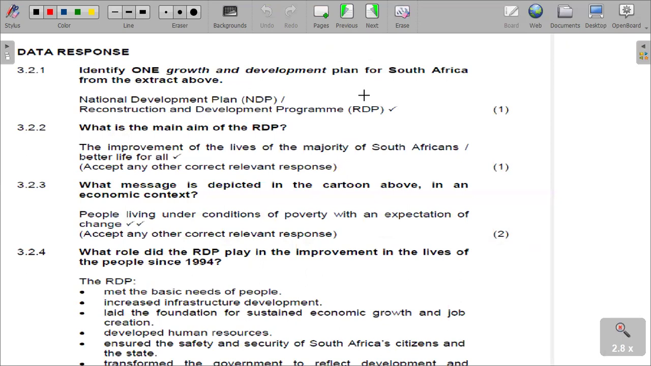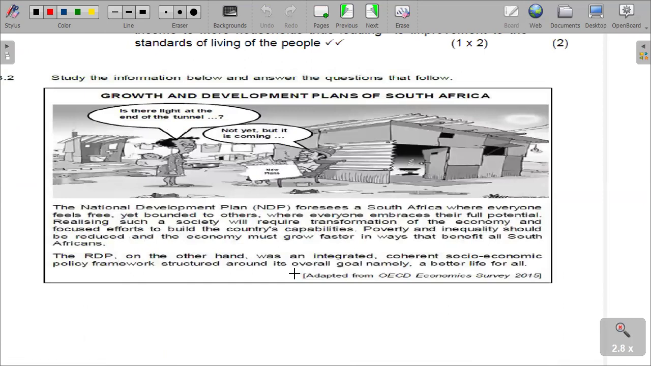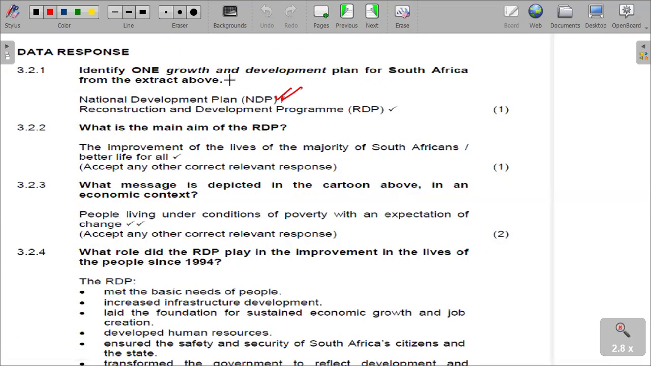Identify one growth and development plan for South Africa from the extract. I have just seen it there that from our extract, it is shown that we have the National Development Plan as indicated there. It is indicated that we have the National Development Plan as an example of one growth and development plan for South Africa. Also, we have the RDP. These are growth initiatives that South Africa put in place, which we can give there. In regard to this context, we have these as given, two of them.